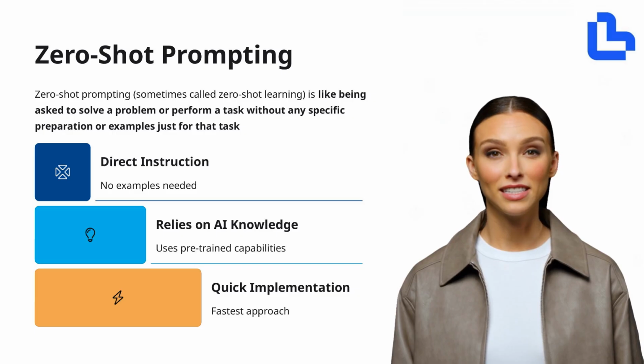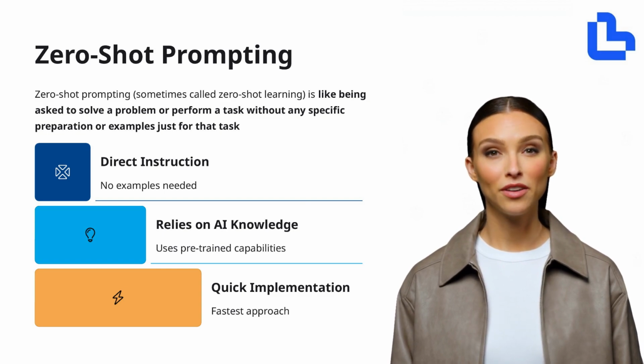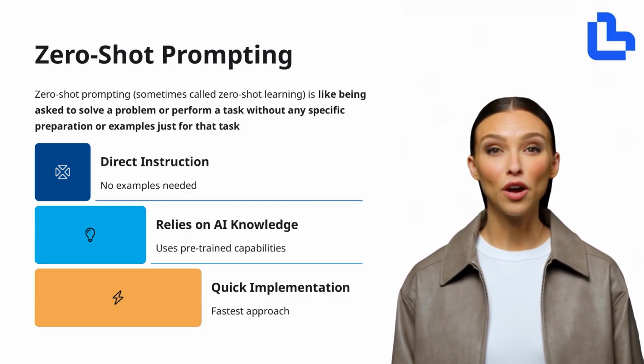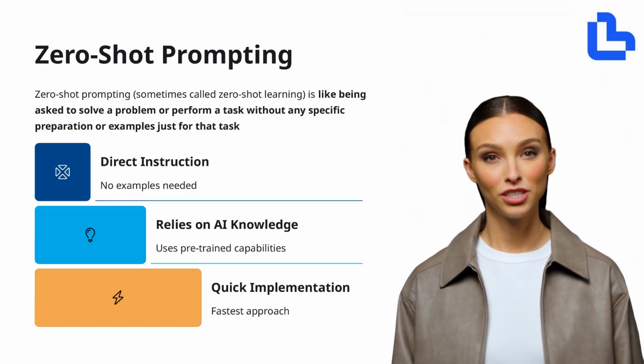Zero-shot prompting is ideal when you need quick results and the task is relatively straightforward. It's also a great starting point for experimentation. If the output isn't quite right, you can always evolve the prompt into a few-shot or chain-of-thought format. In short, zero-shot prompting is your go-to for speed and simplicity. It's the fastest way to get started and a powerful tool when used with precision.